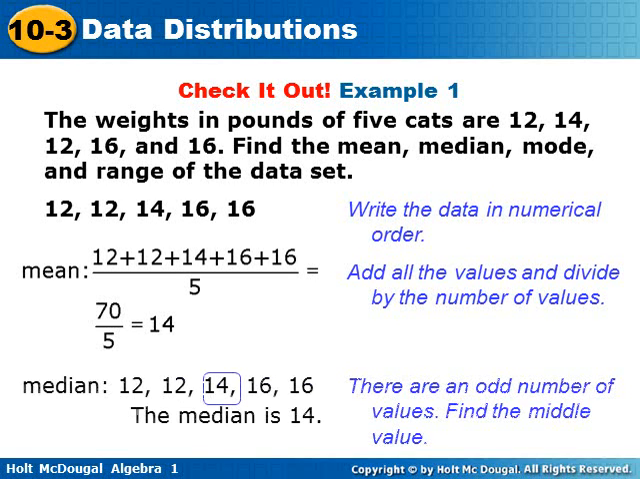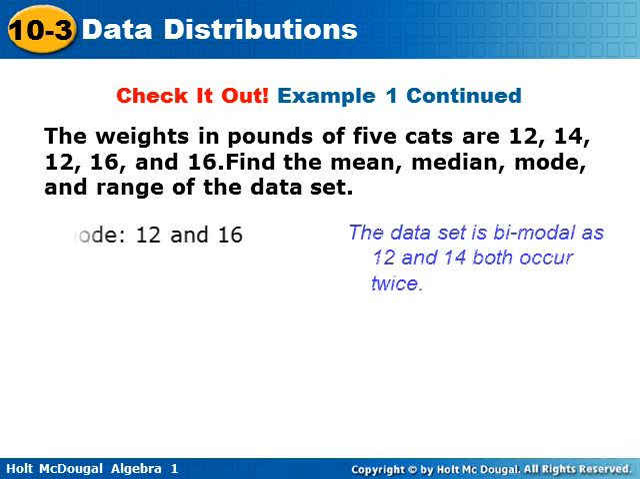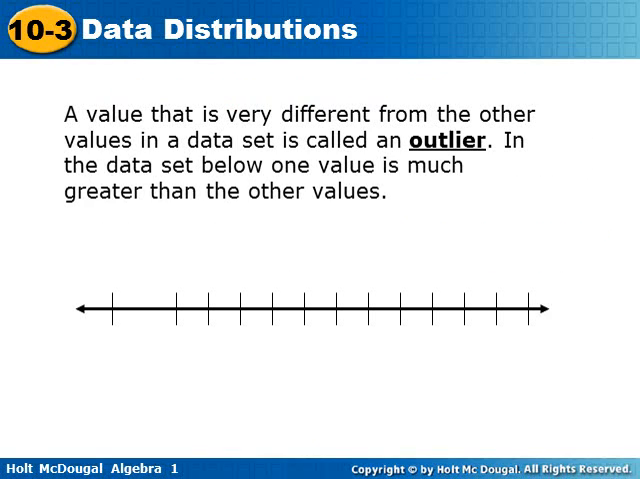For the median, since there's an odd number, there is a middle number, and it is 14. So the median is 14. For the mode, 12 and 16 both occur twice. For the range, 16 minus 12, the greatest number minus the least number, is 4.